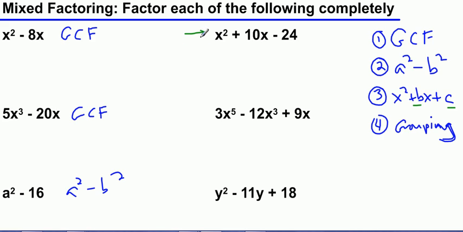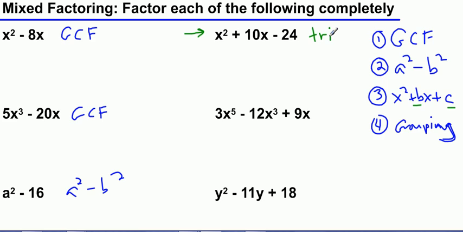When I get to this one up here, the x squared plus 10x minus 24, there's no GCF. It's not a difference of squares, but it does fit this pattern. So I'm going to have to hope I can find two numbers that add to 10 and multiply to negative 24. Again, I'll deal with that part later, but that's where I want to start. So this will be the trinomial. I'll just put a little trinomial part there.